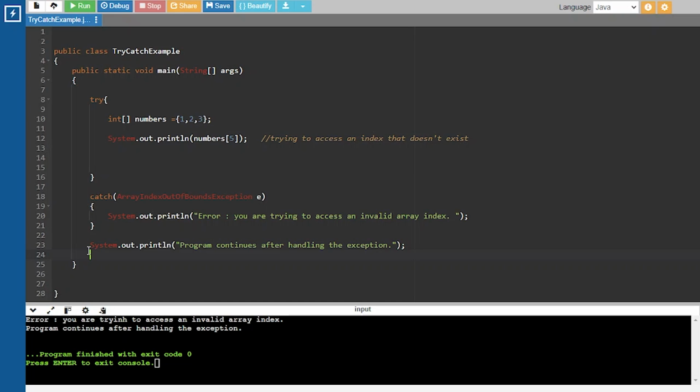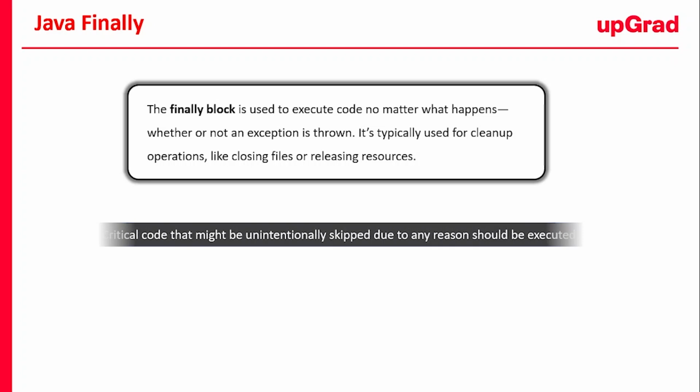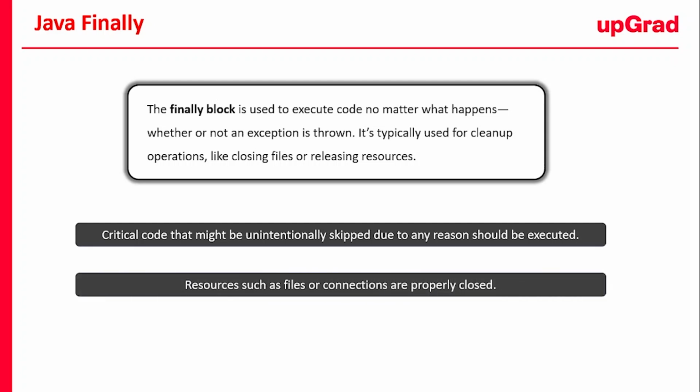Now let's move on to the next part of this tutorial, which is Java finally. The finally block is used to execute code no matter what happens. Whether or not an exception is thrown, it is typically used for cleanup operations like closing files or releasing resources. Using the finally block is considered a good practice because it allows you to include essential cleanup code. This ensures that critical code that might be unintentionally skipped due to return, continue, or break statements is executed, and resources such as files or connections are properly closed. So basically, it is used for cleanup purposes, the finally block.